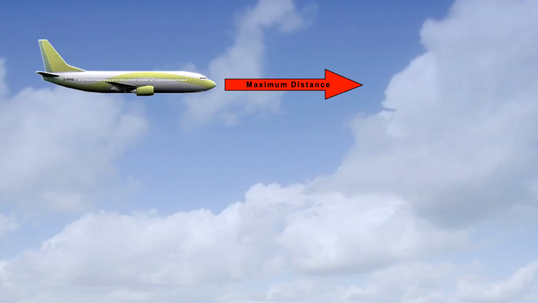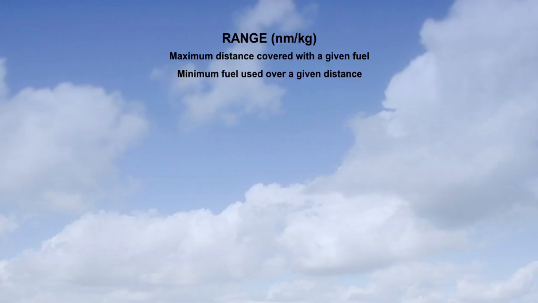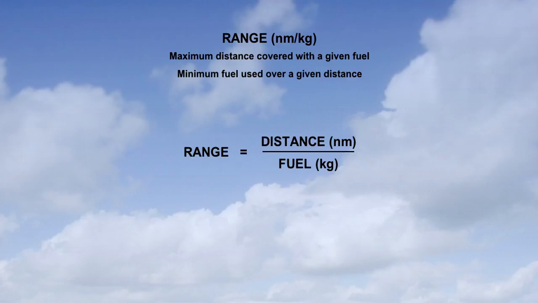Maximum range can be defined as being the maximum distance an aeroplane can fly for a given fuel quantity consumed, or to put it another way, the minimum fuel used by an aeroplane over a given distance. This latter expression of range is more commonly used for commercial operations. As a formula, range is simply the distance in nautical miles divided by fuel quantity in kilograms.